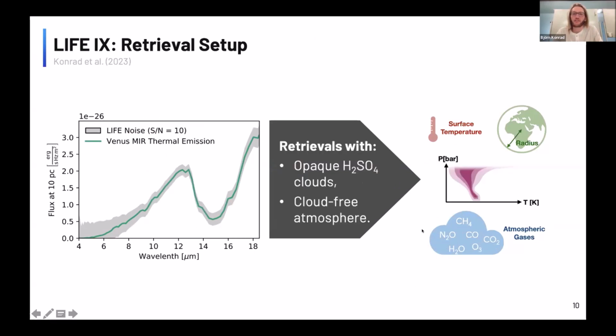And we ran these retrievals with two different forward models. One forward model that we used was the true sulfuric acid cloud model. So we assumed that there are clouds present in that atmosphere. And the second model we ran retrievals with on all spectra was a cloud-free atmosphere model. So we made a wrong assumption that there were no clouds in Venus's atmosphere and tested what our retrieval would predict using the wrong model.